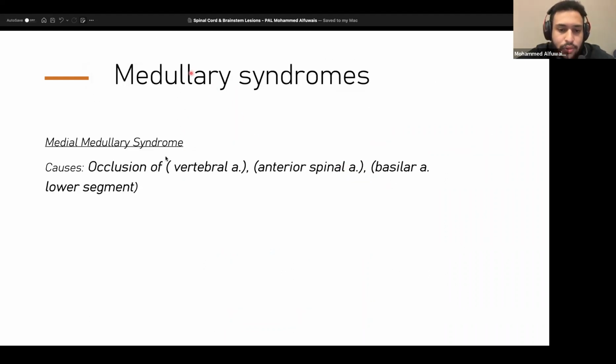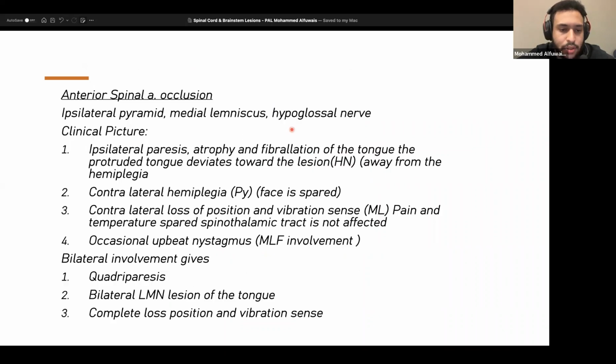So again, this is basically occlusion for the medial medullary syndrome, and it will lead to ipsilateral pyramidal, medial lemniscus, and hypoglossal involvement. I explained all of this already. If it's bilateral, obviously you'll have quadriparesis because of both corticospinal tracts on both sides. So you'll have bilateral spastic paralysis. Bilateral lower motor neuron lesion of the lung, so of the tongue, sorry, not the lung, the tongue. So you'll have the tongue completely atrophied, and then complete loss of position and vibration sense because of the medial lemniscus. Is medial medullary syndrome clear to you guys?